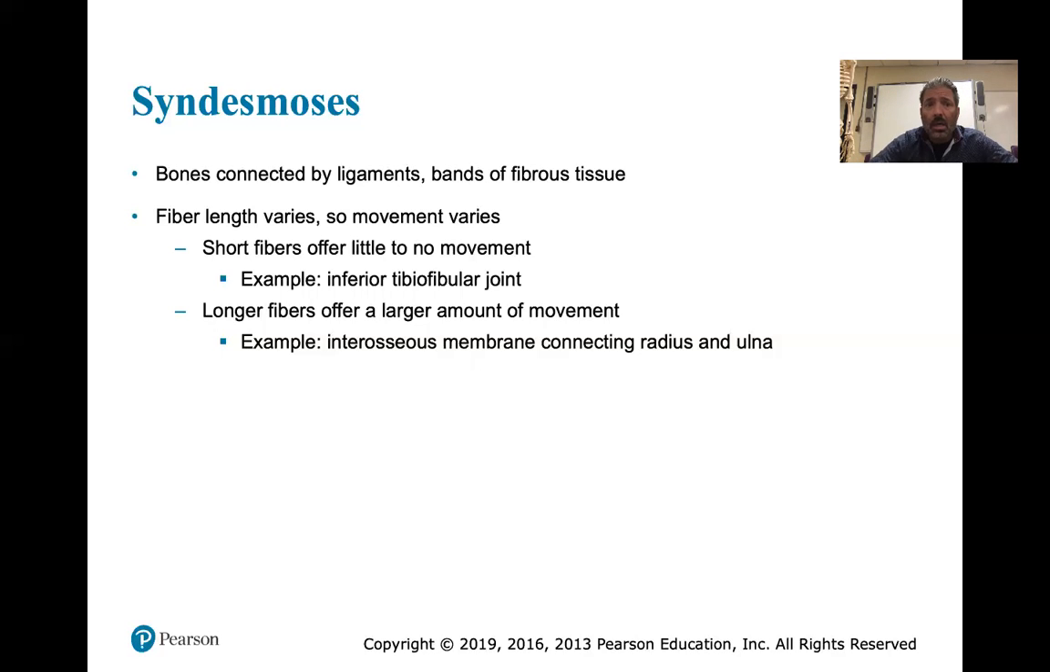So I apologize. So fiber length varies, so movement varies. The short fibers offer little to no movement. Example would be the inferior fib joint or tibial fibular joint. Right? So maybe I can zoom up on this. All right, laterally is the fibula, tibia, and this joint in here has fibers joining them together. All right, and up here also.